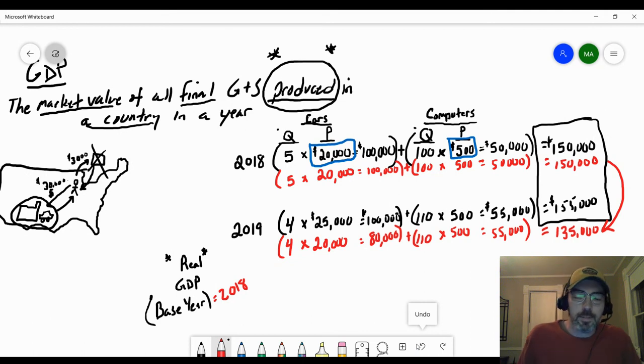So I hope that makes some sense to you. The important note to take away here is that real GDP eliminates the effect of inflation. Real GDP cannot change from year to year due to inflation or price changes. The only thing that can change real GDP from one year to the next is a change in the quantity or the amount of goods and services that we produce.